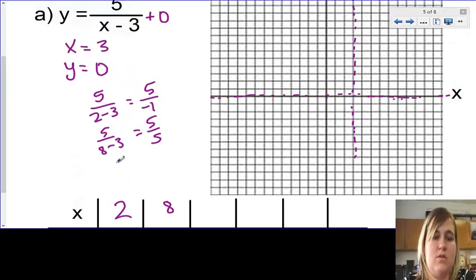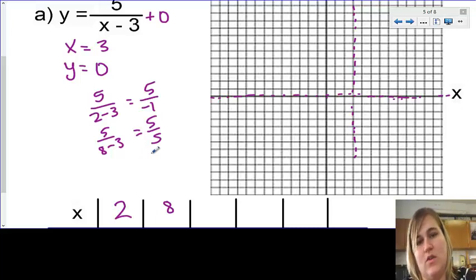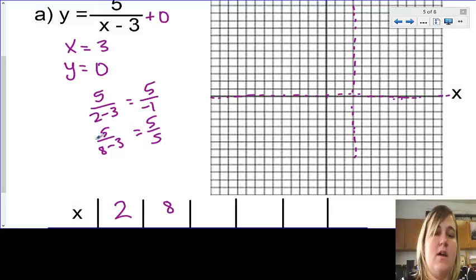I could also use others, but I'm trying to avoid getting fractions and decimals. If you do, it's fine. It's just a little more of a pain whenever you graph it. So for the next one, I don't want to go too big because I only have so many spaces on my graph here. So 13 is too big.